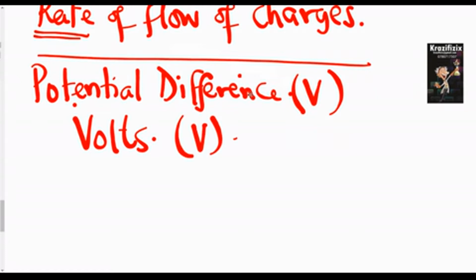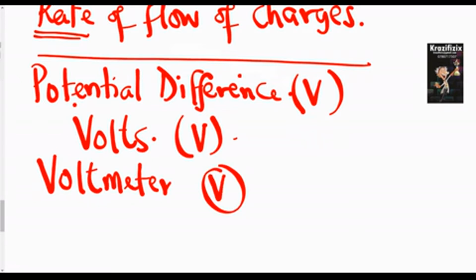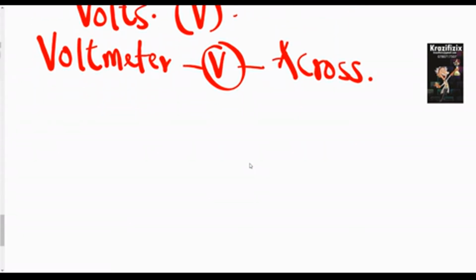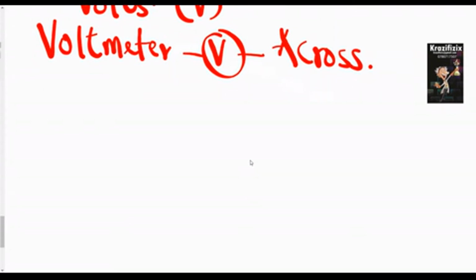The voltmeter used in measuring potential difference is always connected across. It's connected across. We would say some very, very important things. It is important that I mention something here: there's a difference between, okay, let's talk about this.